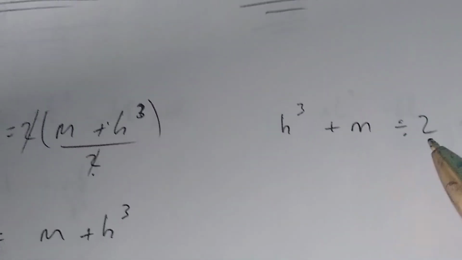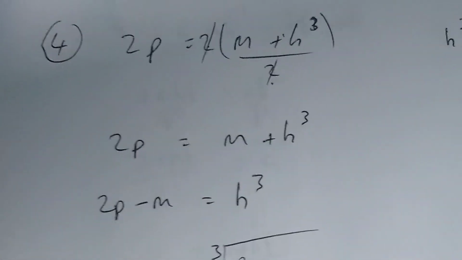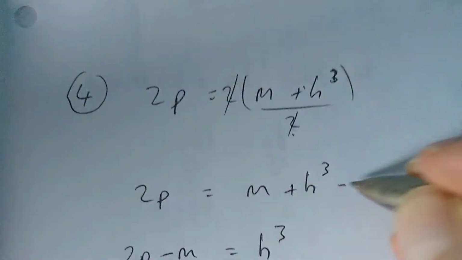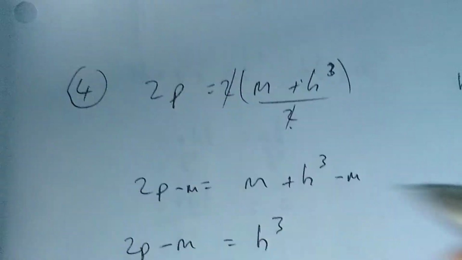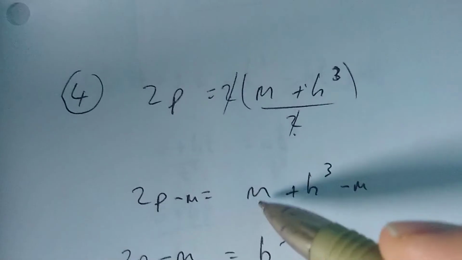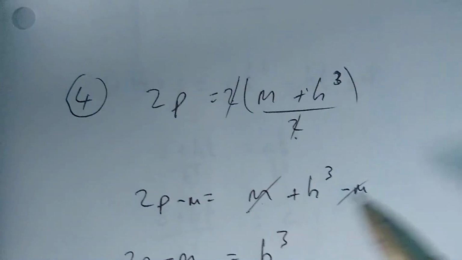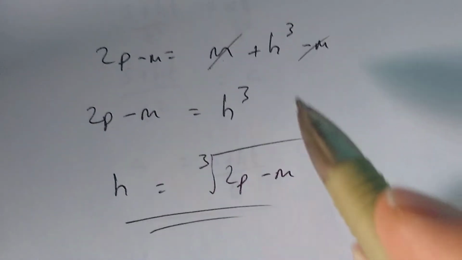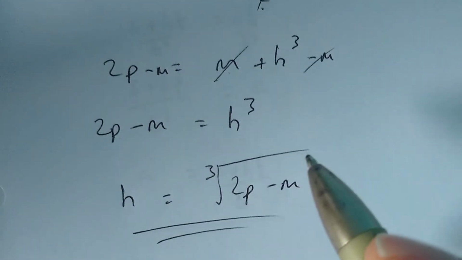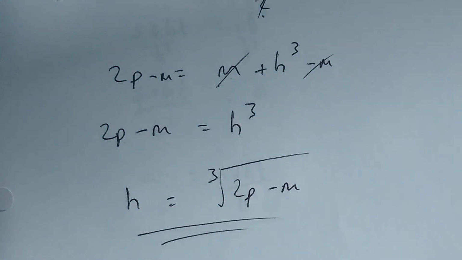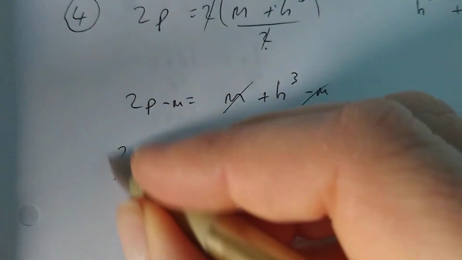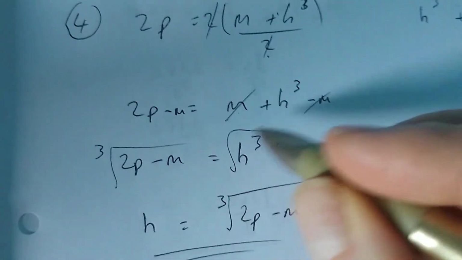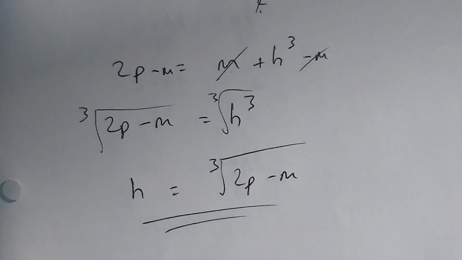And then we need to undo adding m. So again, subtract m from both sides. So m minus m is 0. We're left with h cubed. Subtract m on that side as well. And then we need to undo cubing, so the inverse of cubing is to cube root. So if I cube root that side and that side, I'll be left with h equals the cube root of 2p minus m.